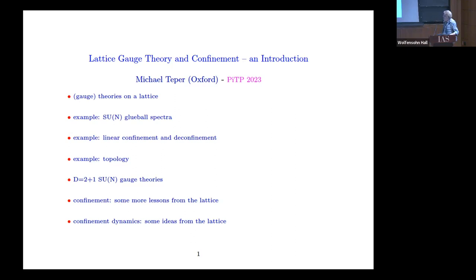Then I'll say something briefly about 2+1 dimensional SU(N) gauge theories. There's a lot of interesting things you could say about it. In that small section, I'll first say why it's sufficiently similar to 3+1 dimensional gauge theories that it's worth pursuing when one is primarily interested in 3+1 dimensions. And then in the final lecture, I hope to say something about what we have learned about confinement on the lattice, some hints and some results.